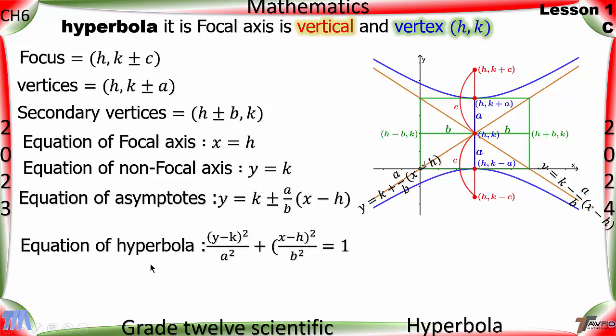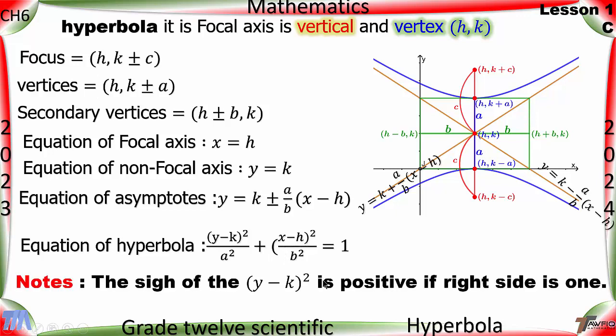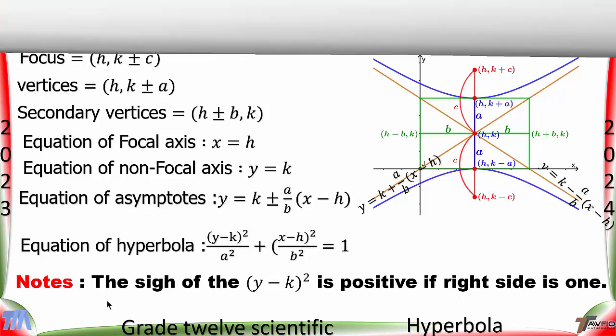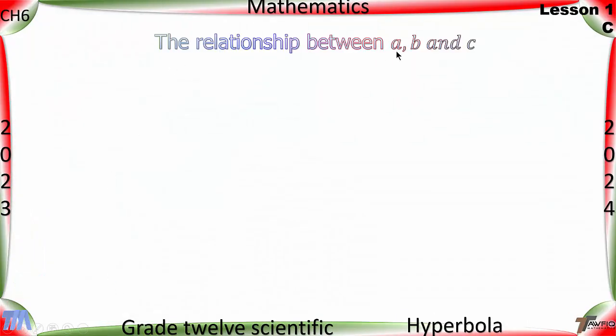And the equation of the hyperbola is y minus k squared over a squared minus x minus h squared over b squared equals 1. The sign of the y minus k squared term is positive if the right side is 1 or any positive number. The relation between a, b, and c: c is bigger than b and c is bigger than a, and c squared equals a squared plus b squared.